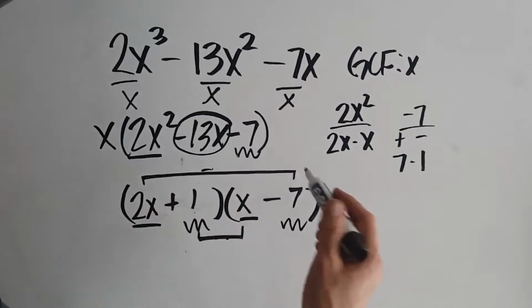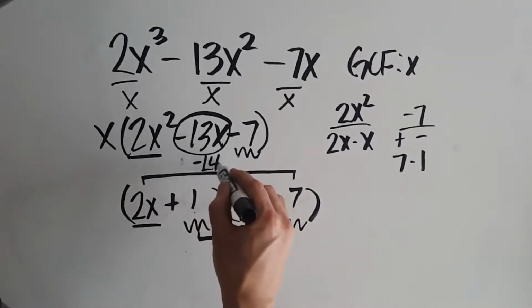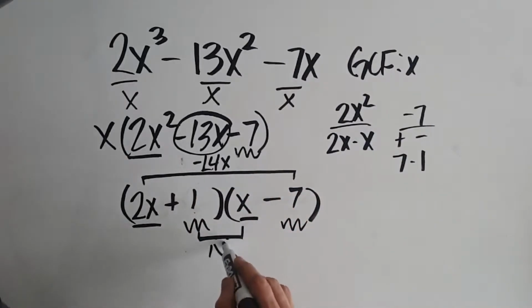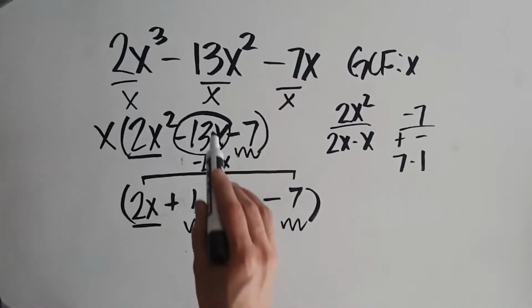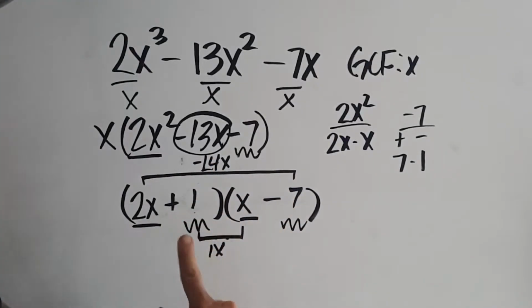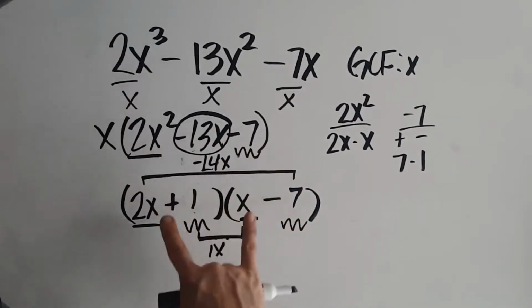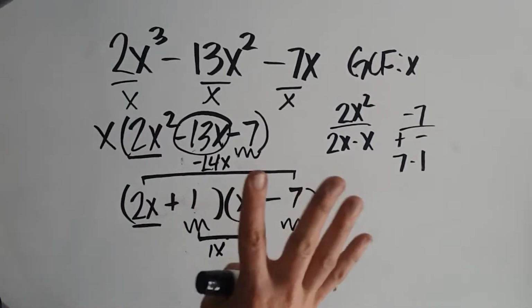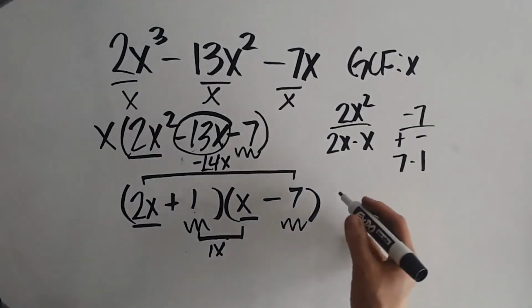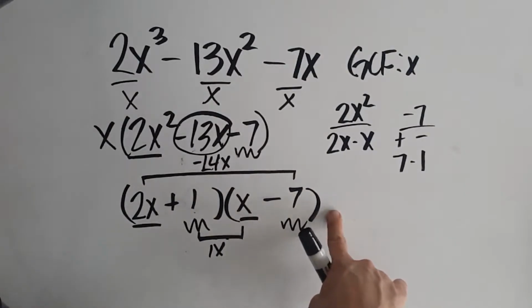So we get 2x times negative 7 is negative 14x. 1 times x is 1x. Well, negative 14x plus 1x is negative 13x. So now I'm pretty sure that I've gotten it correct. Just a side note, if you got the right number but the wrong sign, that means your signs need to be switched. So to be 100% sure though, I'm actually going to multiply this out just off to the side to be sure.